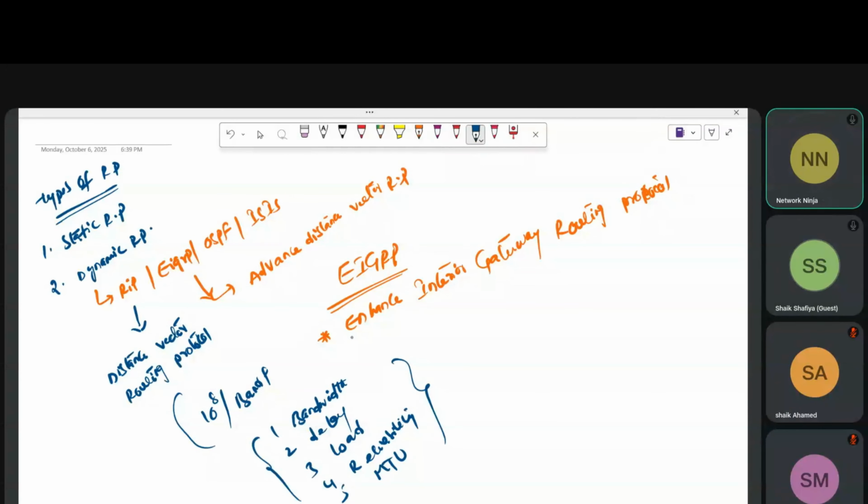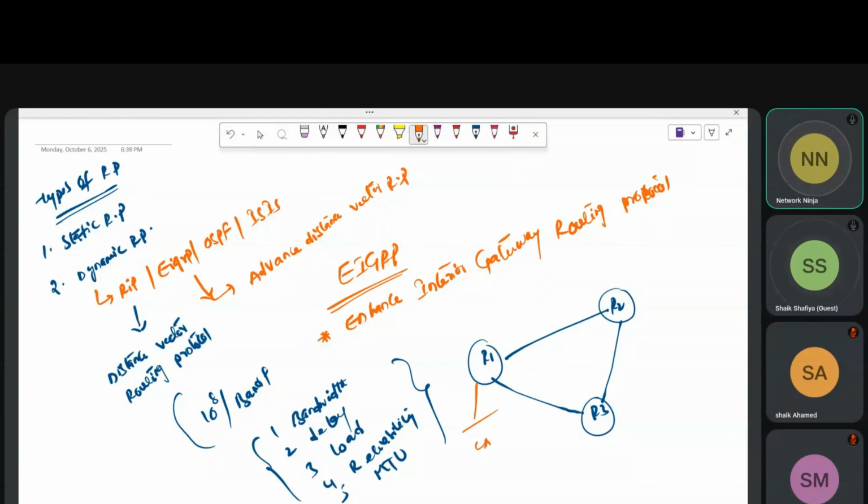So whenever EIGRP calculates the metric, for example, this is router 1, which is connected towards router 2, and we have another router like this. So if you have 3 different routers, and router 1's LAN wants to communicate with router 2's LAN, it can go via this first path, and like this, the second way.